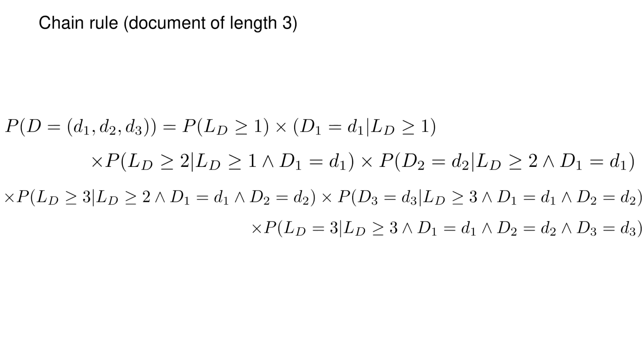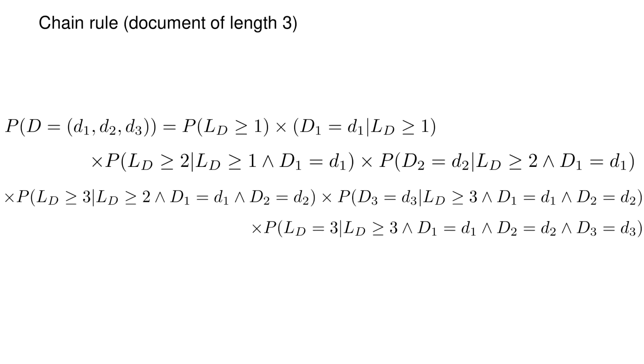I'm going to use the chain rule. Remember that the chain rule gives me the probability of some conjunction of events, A, B, C, D, and so on. So the probability of A, B, C, D is the probability of A times the probability of B knowing A times the probability of C knowing A and B times the probability of D knowing A, B, and C. That is my chain rule. Everybody with me? So that's the chain rule.